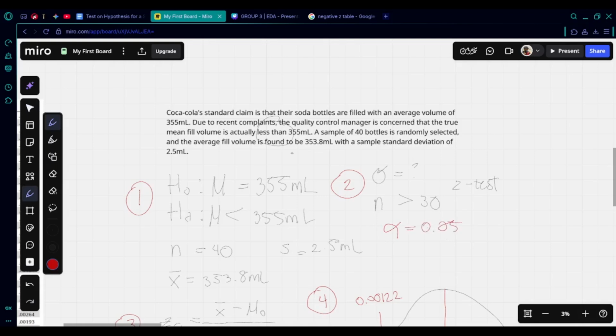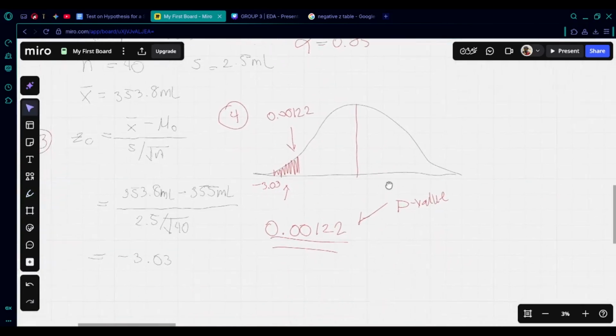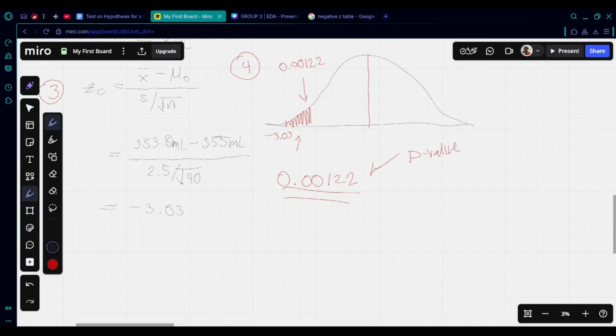0.05. So based sa ating alpha level at nakuhang p-value, we can say na itong 0.00122 is less than 0.05 na alpha level. So, anong ibig sabihin? Since si p-value is less than 0.05, we will still reject the null hypothesis.